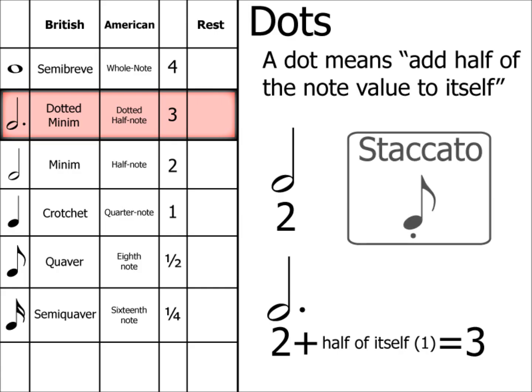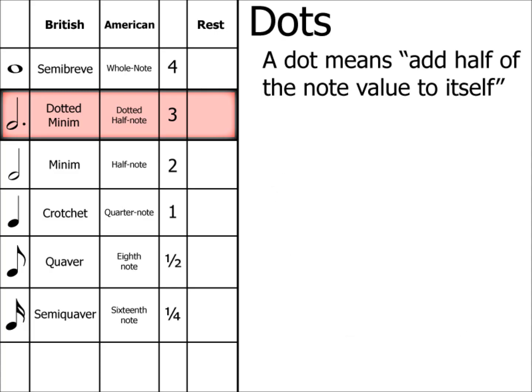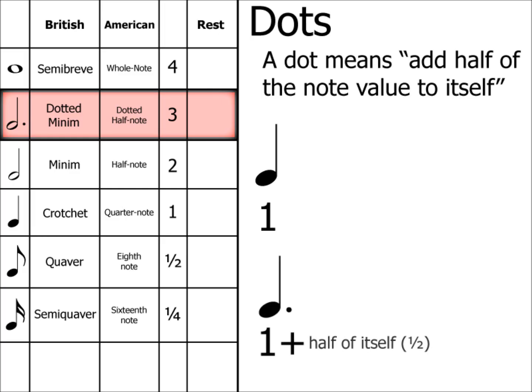Before I go any further, just be aware that the dot must be to the right-hand side of a note. Don't get confused with a dot which is under or above the note head, as this means staccato, which means play the note short or detached. A dot can be added to any note. This is a crotchet, it's worth 1. If we add a dot, it means add half the value of a crotchet. Half the crotchet is half. Therefore, the value of this note is 1.5.